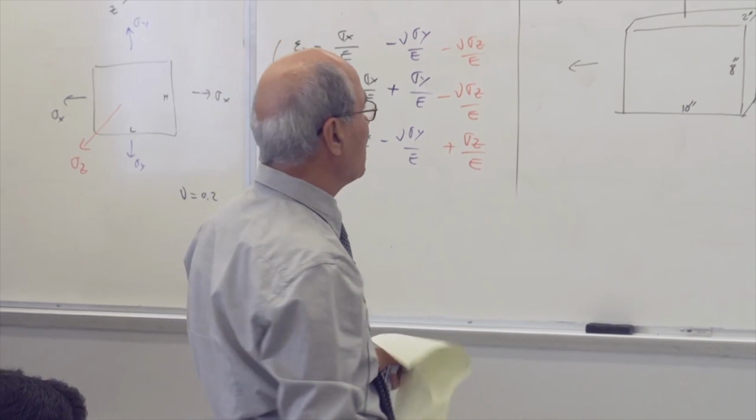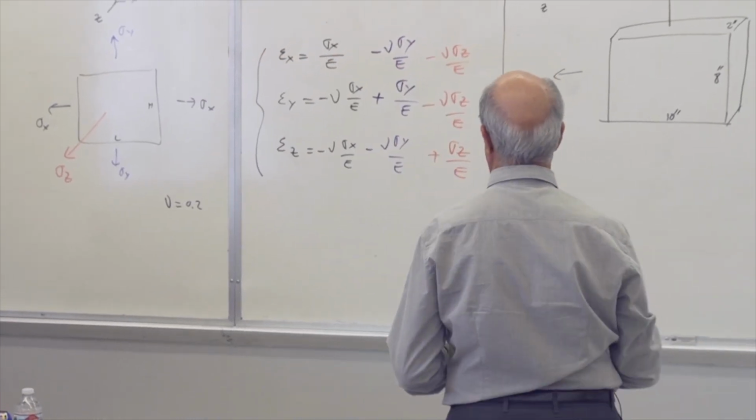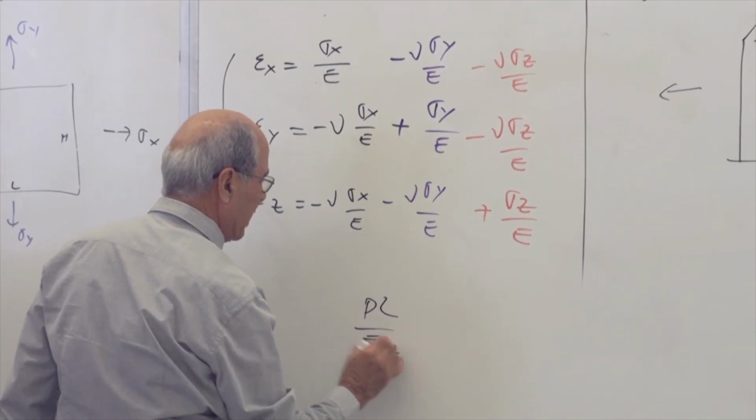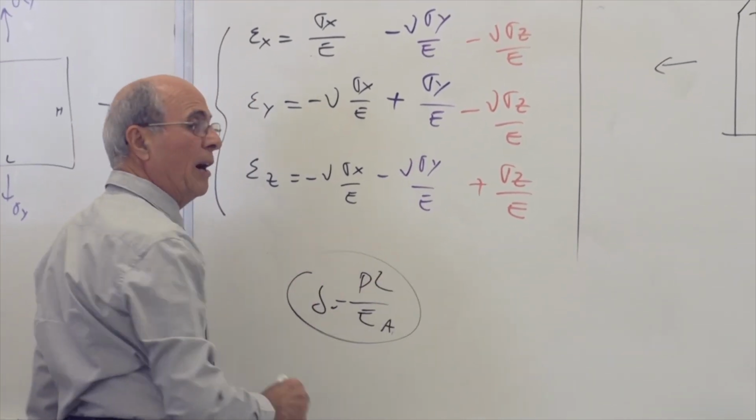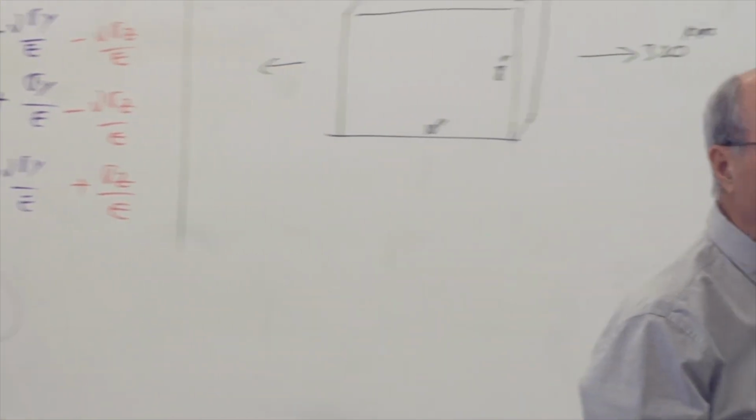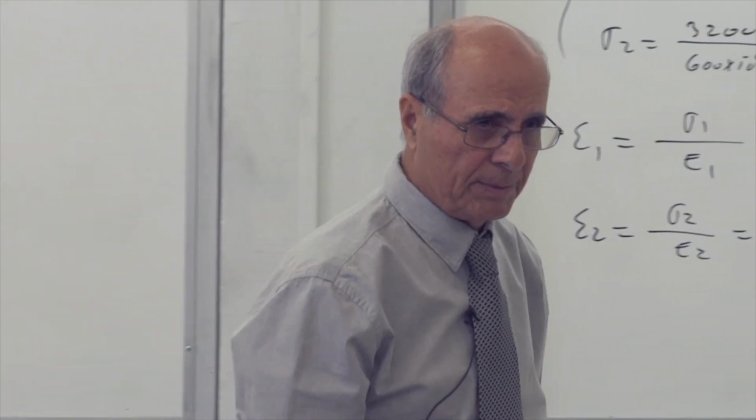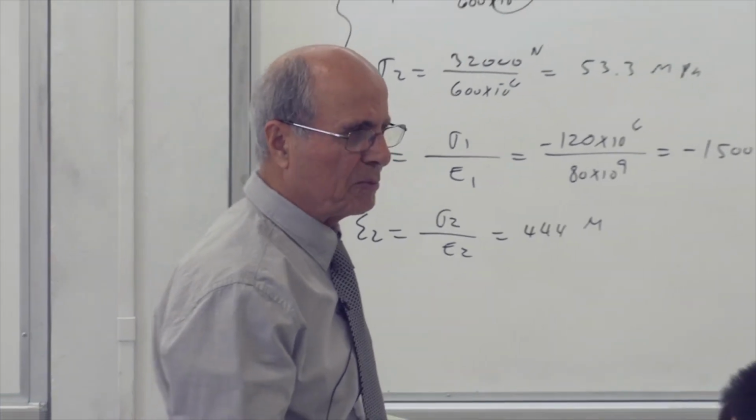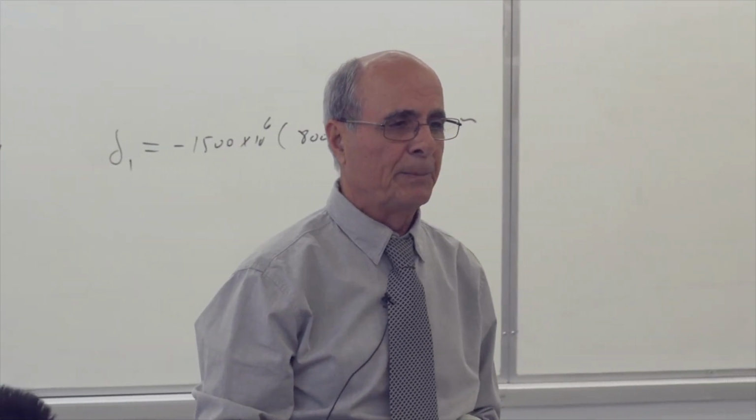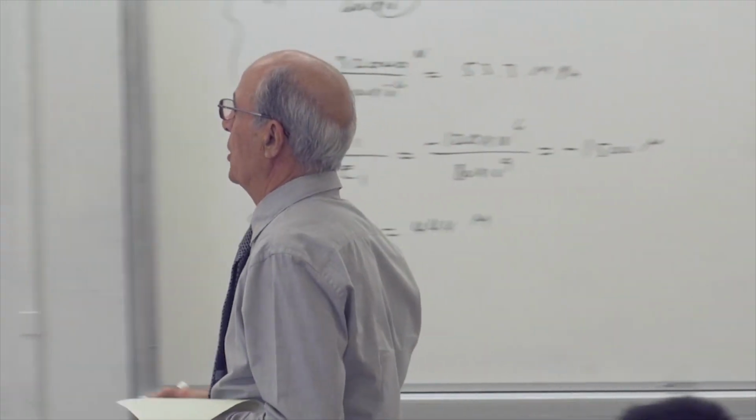Everybody understand that? PL over EA for delta is only good when you have a rod, a two-force member. Everybody understand, which was lecture 1 and 2? First week, second week. Now you are in the 5th week. Remember that? Okay. You are a little bit behind. You have to catch up.